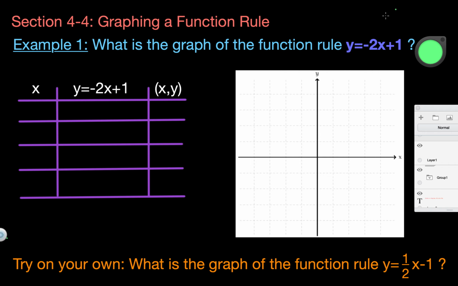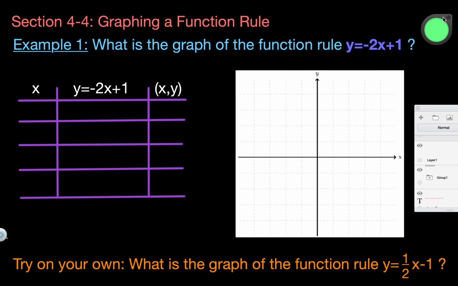So section 4.4, we are going to be graphing a function rule. In this case, it gives us a function rule, and it's going to really help us to make a table for x and y values to get our coordinate points, and then to plot them on our graph.